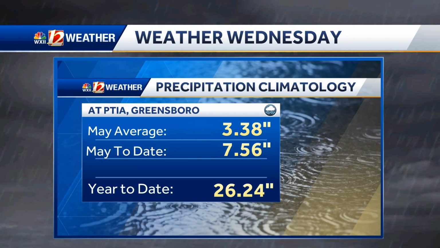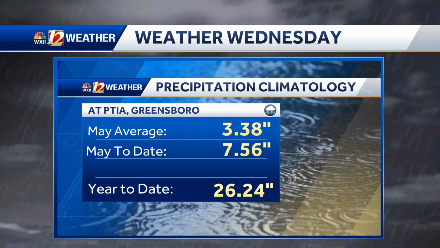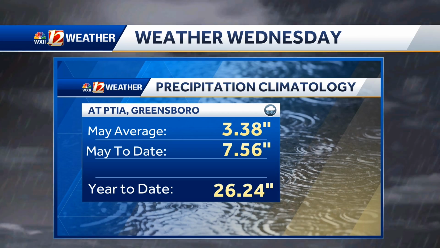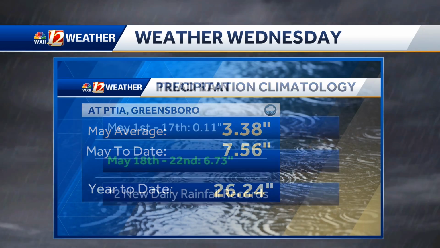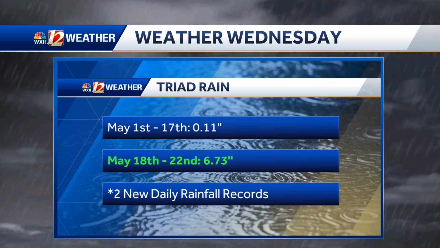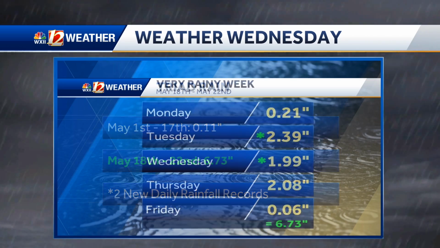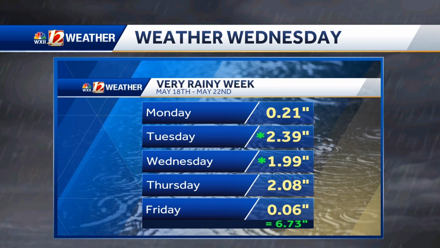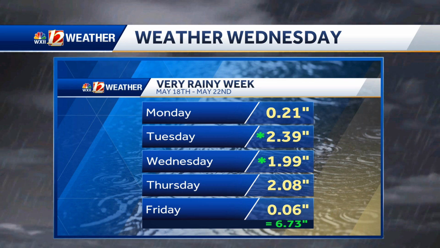Weather history for this week is about our monthly May rainfall. I know we aren't quite done with the month, but we have already surpassed, even more than doubled, our average monthly rainfall total of 3.38 inches. Last week, it rained and rained and rained. We picked up 6.73 inches from Monday, May 18th to Friday, May 22nd. We also set 2 new daily rainfall records on Tuesday and Wednesday.